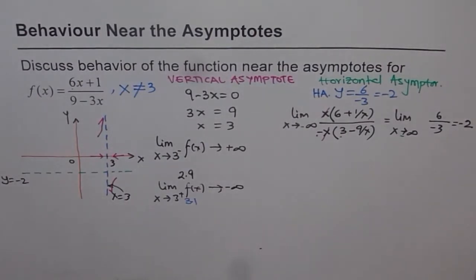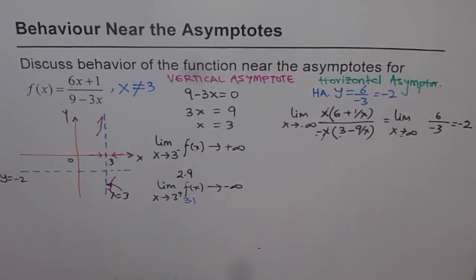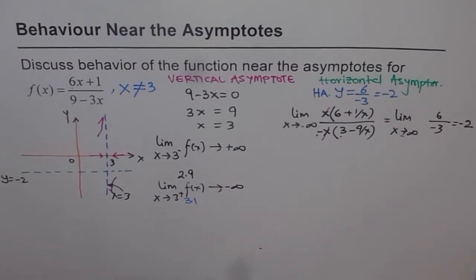So let's use the calculator, and we'll do 6 times, let's use the number 1000 for example, plus 1. So we have 6 times 1000 is 6000, plus 1. So we got 6000 plus 1, and we'll divide it by, within brackets, 9 minus 3000. Bracket close, equals, we get minus 2.9. So we get a number which is negative and which is more than 2.